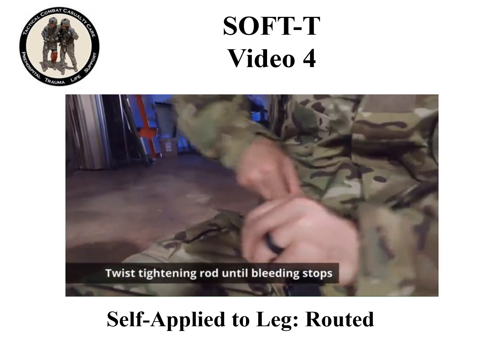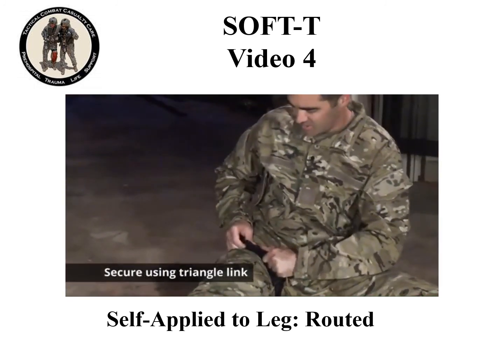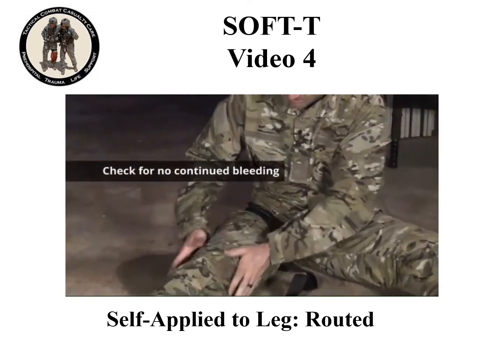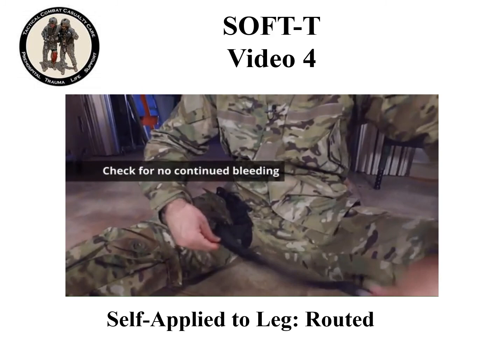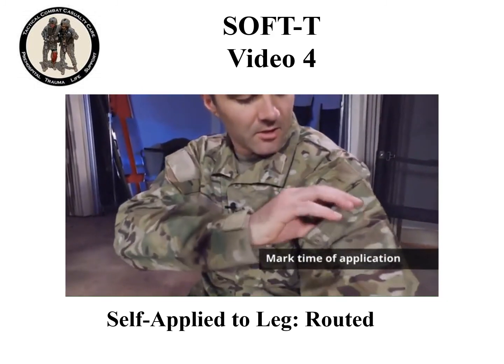Take the tightening rod, twist until bleeding has stopped. Secure in the triangle link. Check to make sure there's no continued bleeding. And annotate the time of application on the tourniquet.